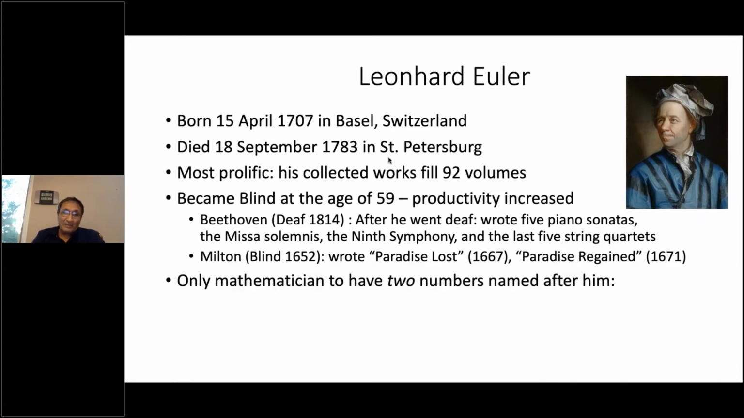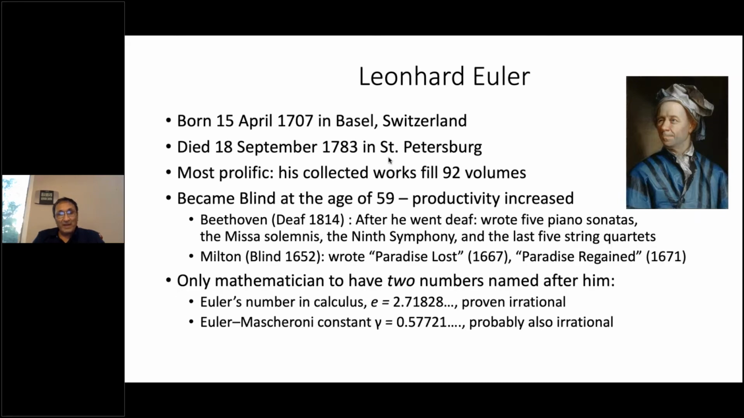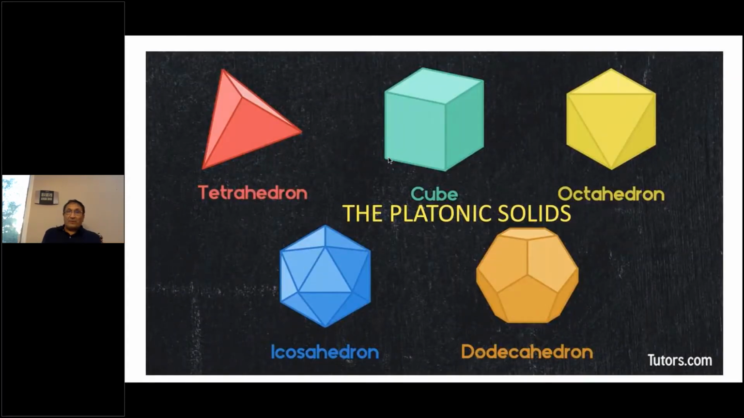Euler is the only mathematician to have 2 numbers named after him. The Euler number in calculus, e, the most basic number that everybody uses all the time. And there is another number called the Euler constant, gamma, which has not yet been proven to be irrational. e is known to be irrational. So let's go to the Platonic solids.